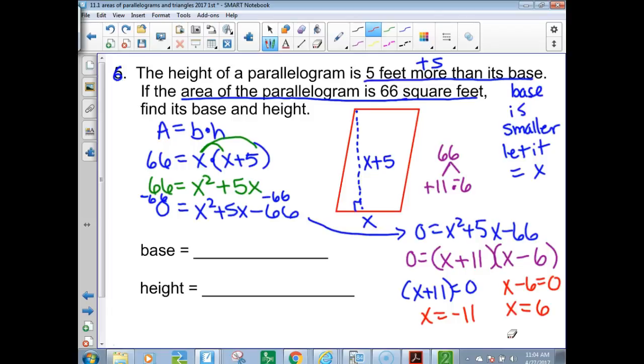Now, which answer makes sense in this problem since it's a length? The 6. The negative 11 can't be the length of a side. So that's the one we choose, and then you eliminate the extraneous solution. So x equals 6 was the base. So our base is 6 feet. And our height would be, we would plug 6 in here and get 6 plus 5, which is 11 feet.